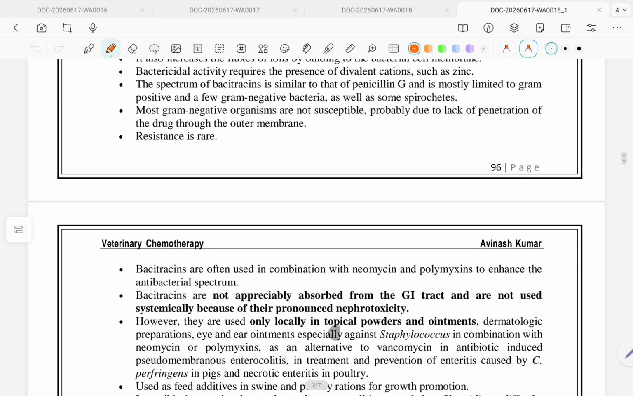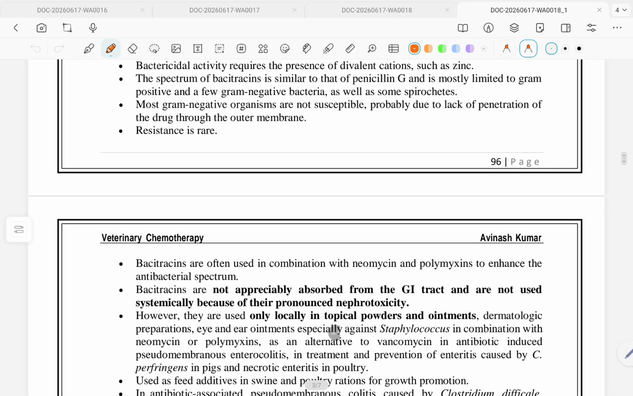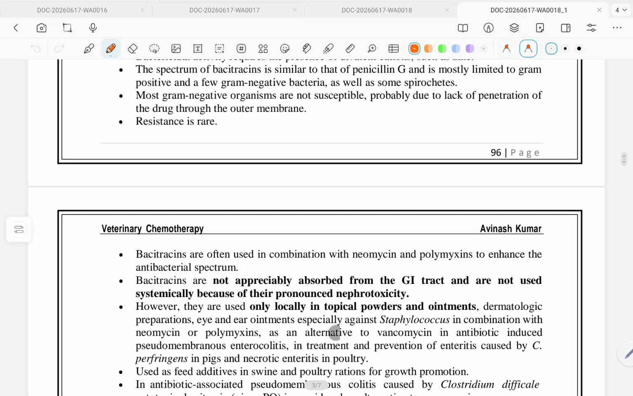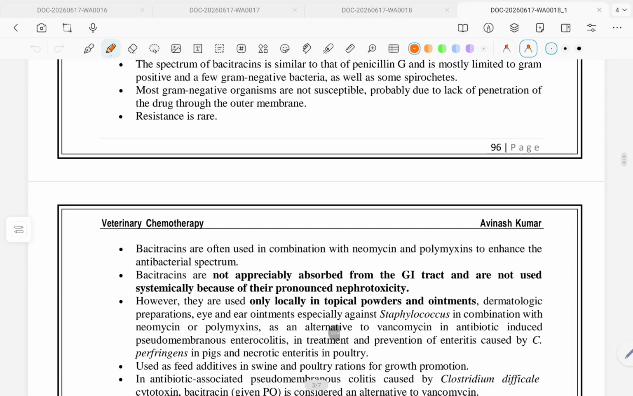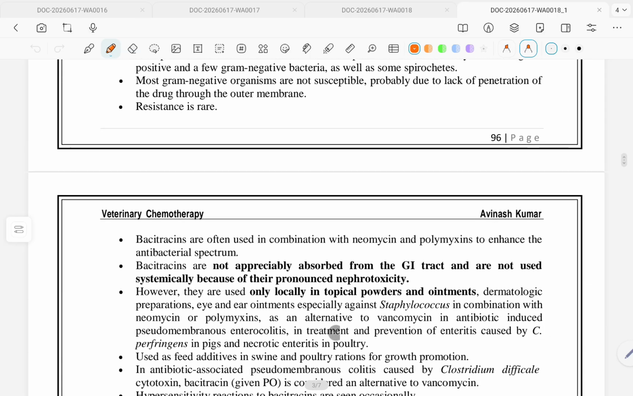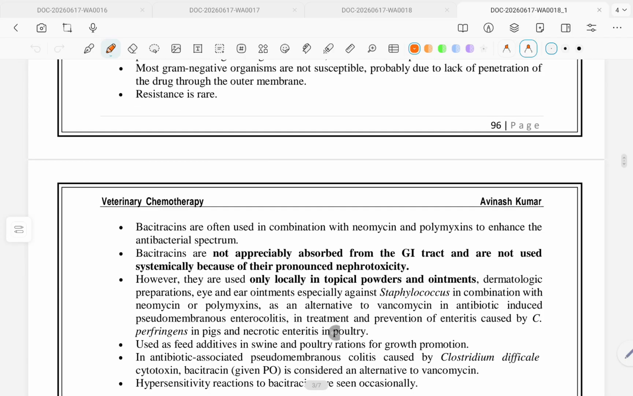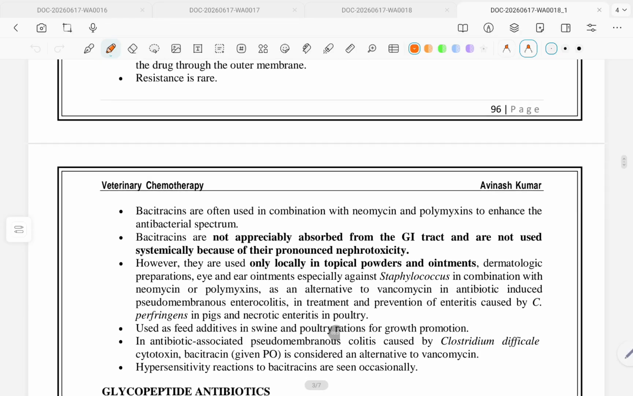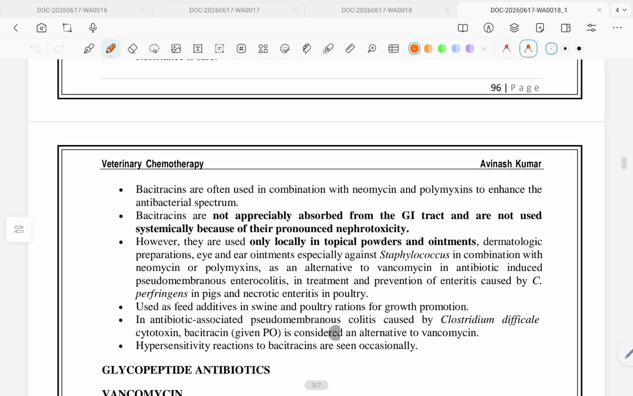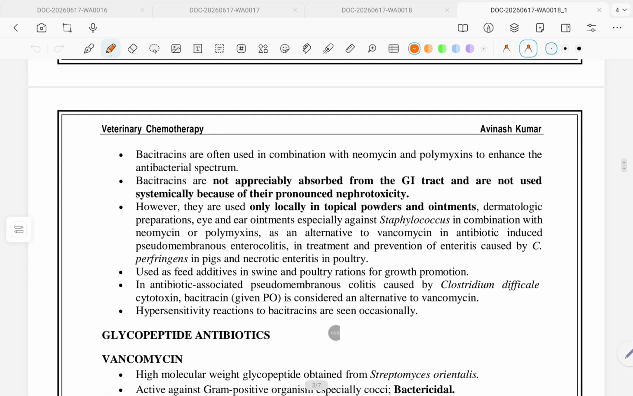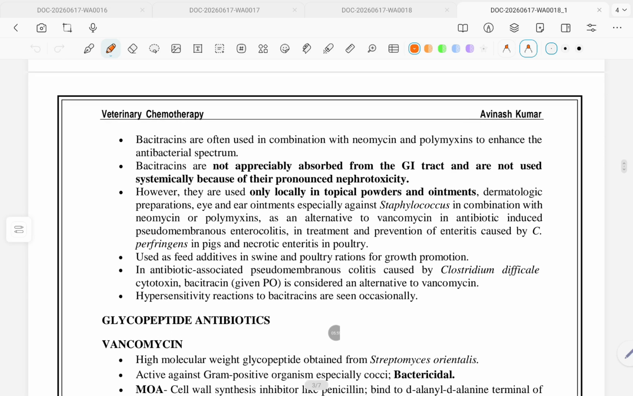The spectrum of bacitracin is similar to that of penicillin G and is mostly limited to gram-positive and a few gram-negative bacteria as well as some spirochetes. Most gram-negative organisms are not susceptible, probably due to lack of penetration of the drug through the outer membrane. Resistance is rare. Bacitracin is often used in combination with neomycin and polymyxin to enhance the antibacterial spectrum.